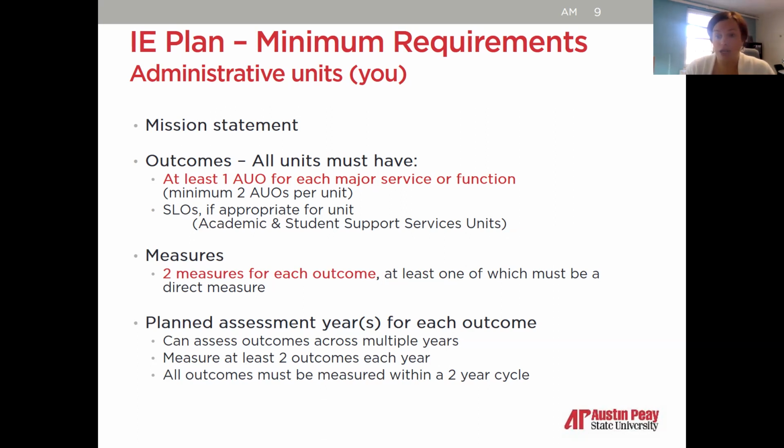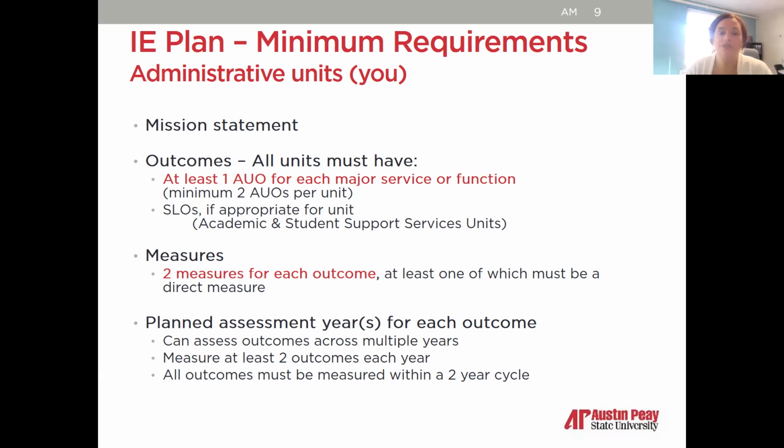If you're an office of one, that still might mean that you have more than one major service or function, unfortunately. But the minimum is 2 AUOs per unit. Even if you're very small, we ask that you have at least 2 AUOs. Then, if SLOs, student learning outcomes, are appropriate for you, you can figure that into the minimum of 2. But that depends on the type of unit. Administrative units are not at all required to have student learning outcomes. That doesn't mean you can't if you really want to, depending on the function of your unit. We can talk about that with you.